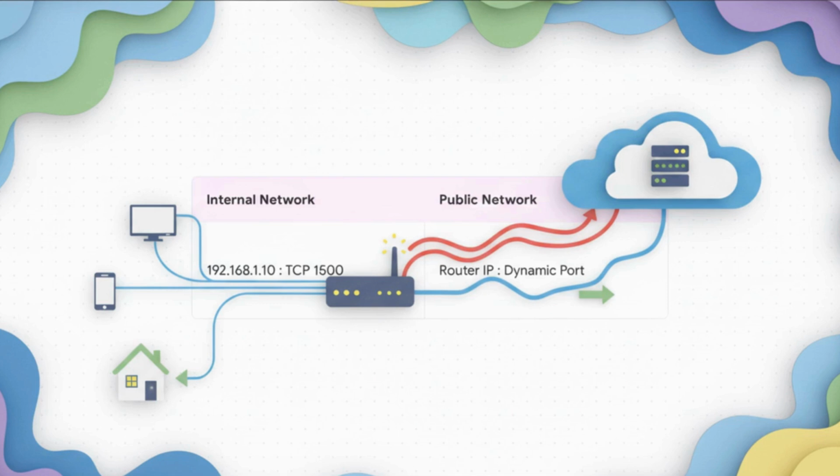Why is this ledger such a big deal? Because when the external server out there in the internet finally responds, it sends the traffic back to the router's public IP and that specific translated port.